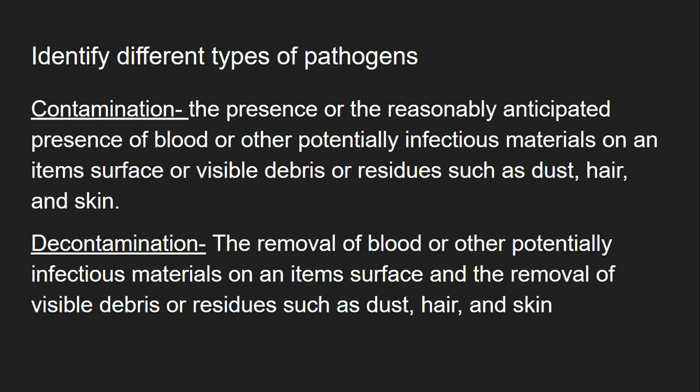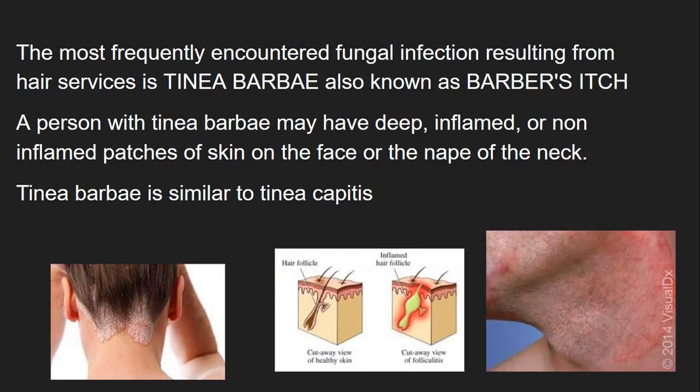Alrighty, so let's identify some different types of pathogens. So there is contamination, which is the presence or the reasonably anticipated presence of blood or other potentially infectious materials on an item surface or visible debris or residues such as dust, hair, and skin. Then we have decontamination, which is the removal of blood or other potentially infectious material on an item surface and the removal of visible debris or residue such as dust, hair, and skin. So make sure you know the difference between contamination and decontamination.